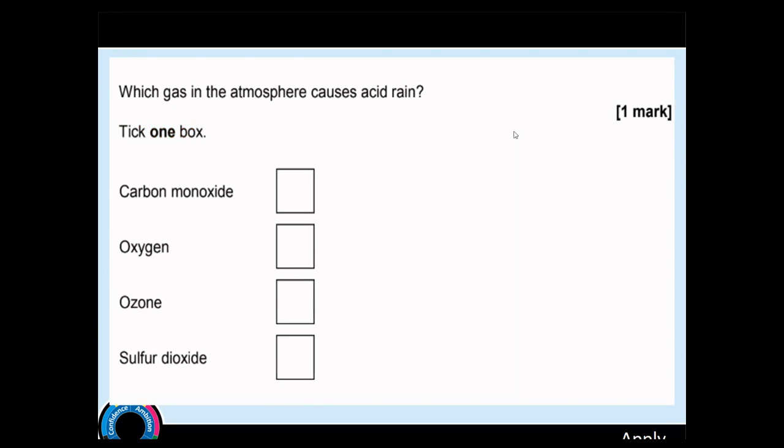Now, which gas in the atmosphere causes acid rain? Pause the video, have a go at that quickly. Right, acid rain is caused by sulfur dioxide. Yep, note that please. So that is it. That's the end of it. I think it's a total of something like 8 or 9 marks. The question had 9 marks, so be aware of that.